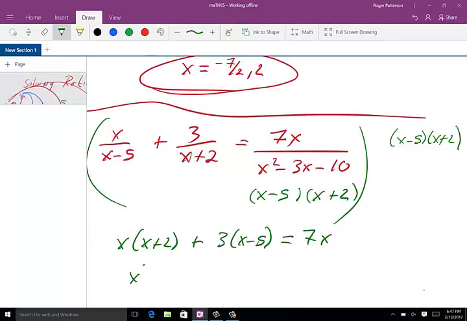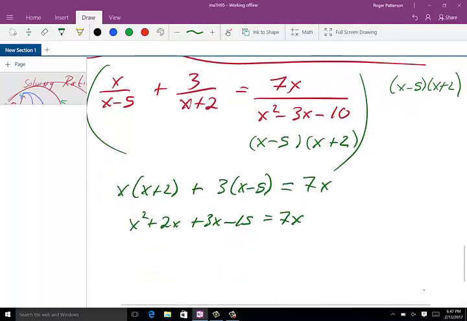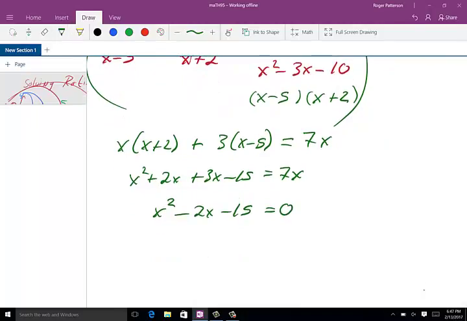X squared plus 2x plus 3x minus 15 equals 7x. And then 0 out the equation by bringing 7x over to the other side, subtracting it. Which gives you x squared minus 2x minus 15 equals 0. And then you factor that out.